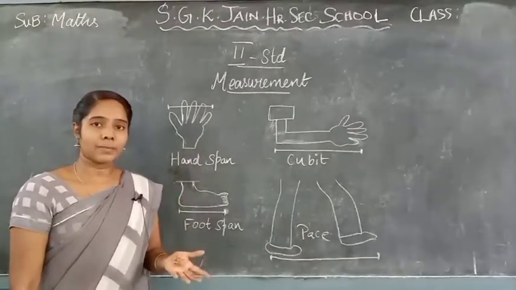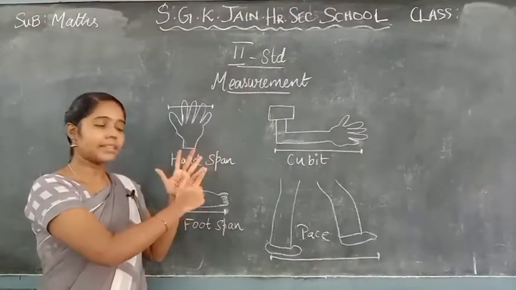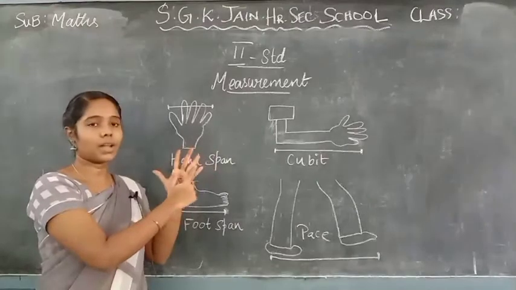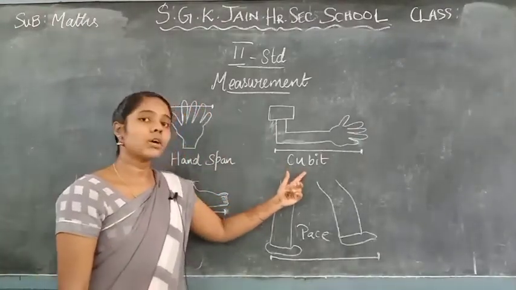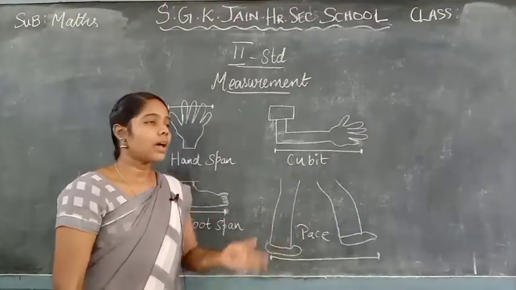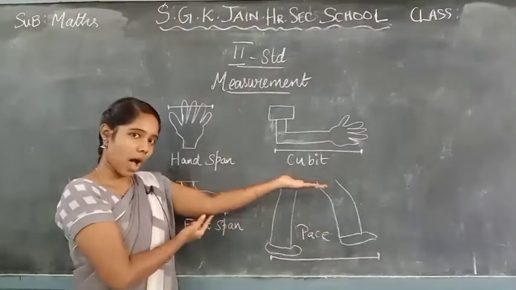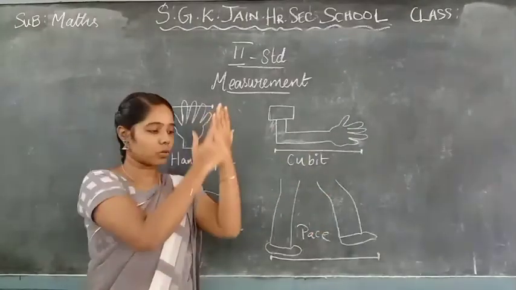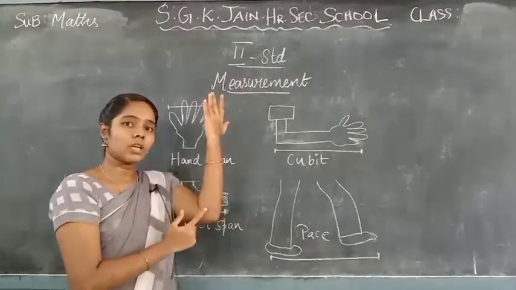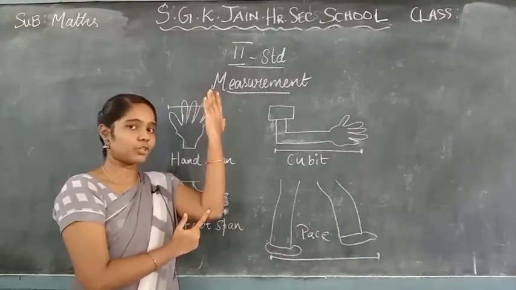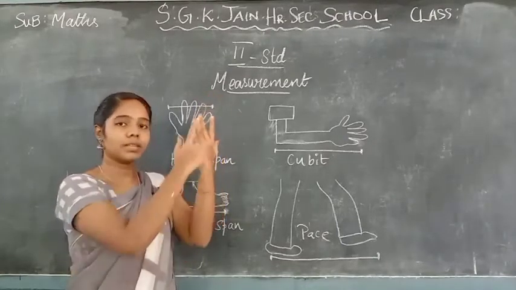So what is a hand span? A hand span is the distance between the thumb finger and the little finger. This distance is called the hand span. Okay children, now the next one is cubit. So what is a cubit? A cubit is the distance between the middle finger and your armpit. So this is the cubit. Have you seen this cubit? The shopkeeper used this cubit measure to measure the flowers, right? Have you seen it? Yes, the same, it's a cubit.